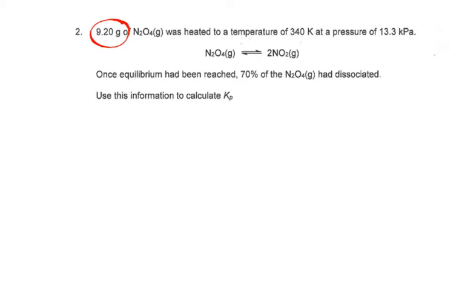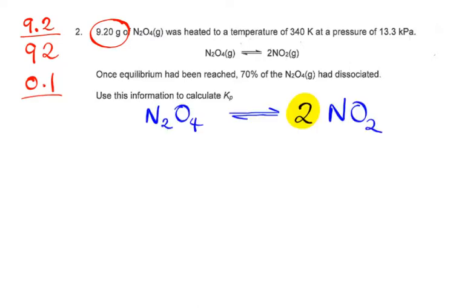So to work out the moles of the N2O4, we want to do the mass over the MR. So that's 9.2 divided by the MR of N2O4, which, if you work it out, conveniently comes to 92. So that means we've got 0.1 moles of N2O4, which we're decomposing. Also note that they're in a 2-to-1 ratio.